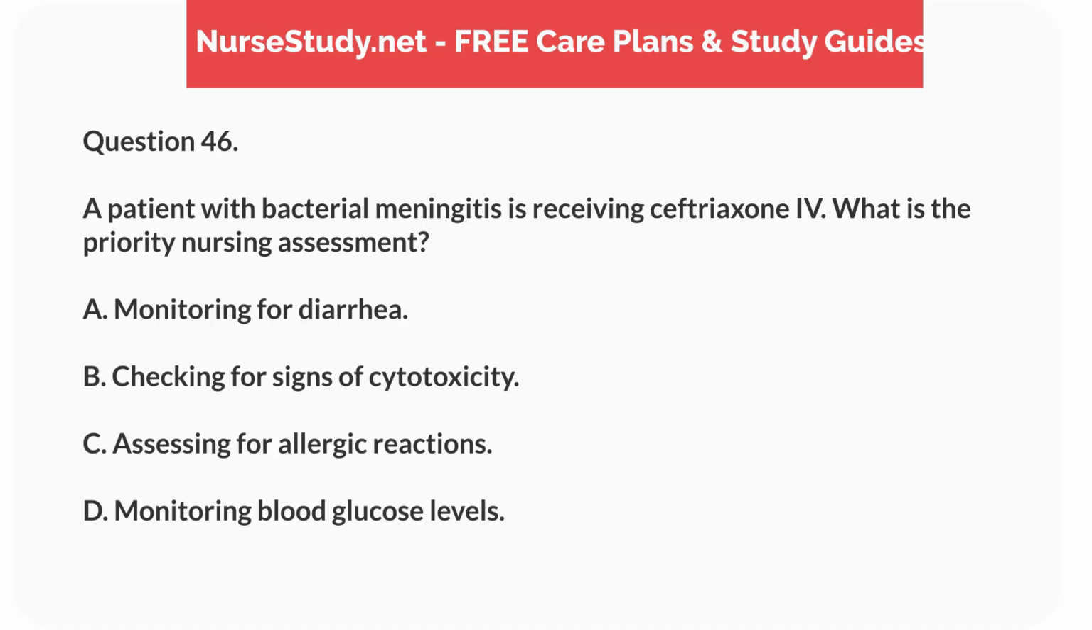Question 46. A patient with bacterial meningitis is receiving ceftriaxone IV. What is the priority nursing assessment? A. Monitoring for diarrhea. B. Checking for signs of cytotoxicity. C. Assessing for allergic reactions. D. Monitoring blood glucose levels.